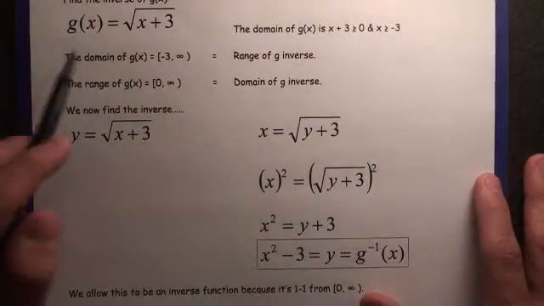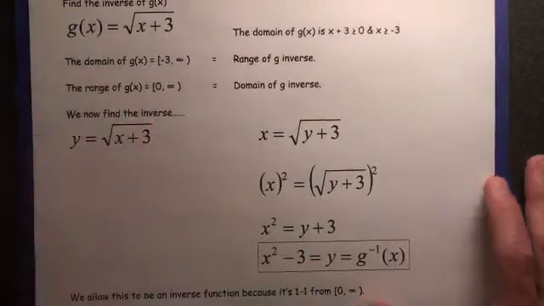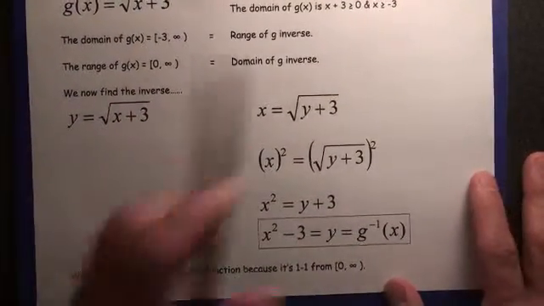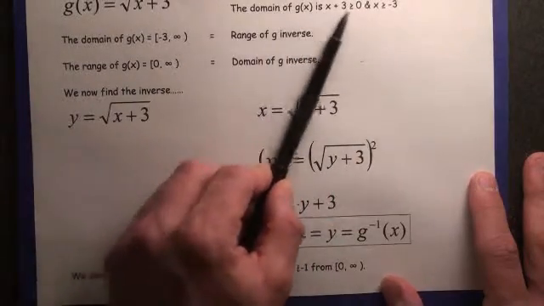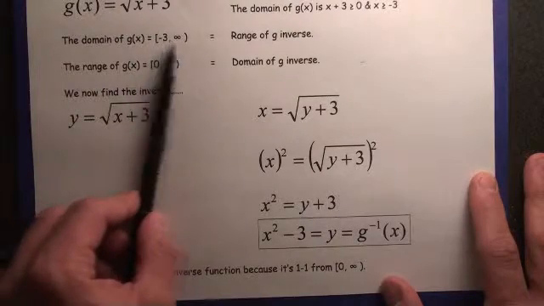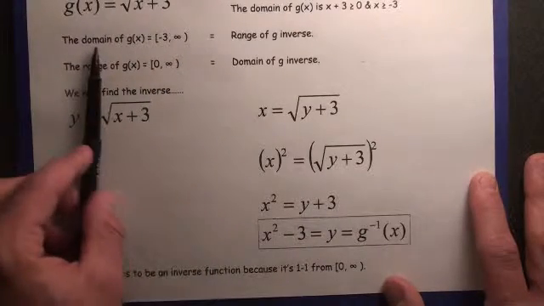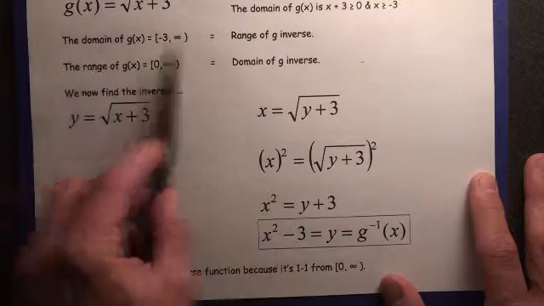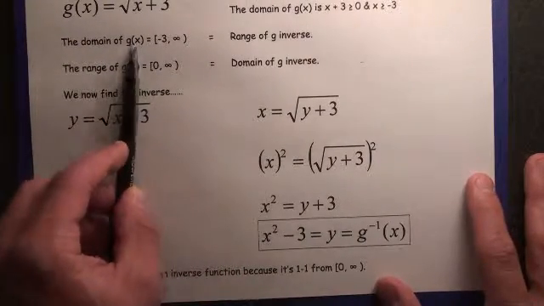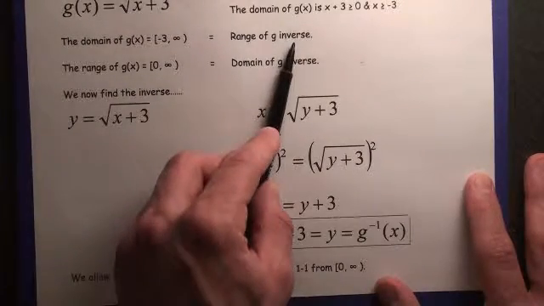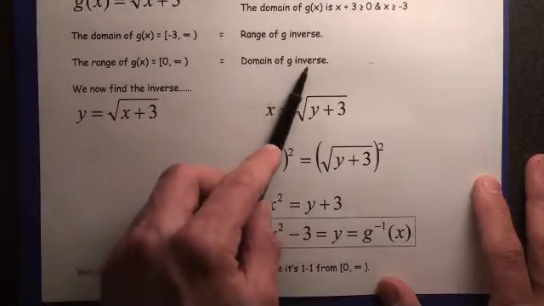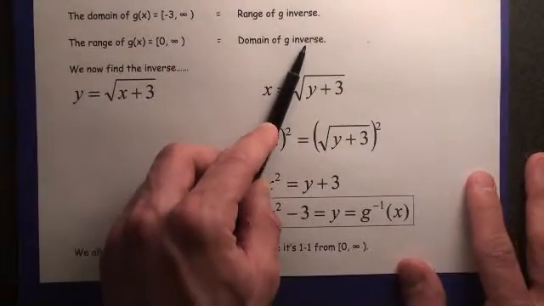Find the inverse of g of x. g of x equals the square root of x plus 3. Well, before we even do anything, let's talk about domain and range. The domain of g of x is x has to be greater than or equal to negative 3. Therefore, the domain is negative 3 to infinity. Now, here's the deal. Remember, domain and range are reversed. So, the domain of g is going to equal the range of g inverse. Likewise, the range of g is going to equal the domain of g inverse. Aha, this is going to come in handy.